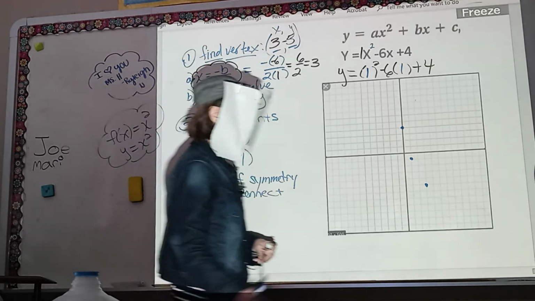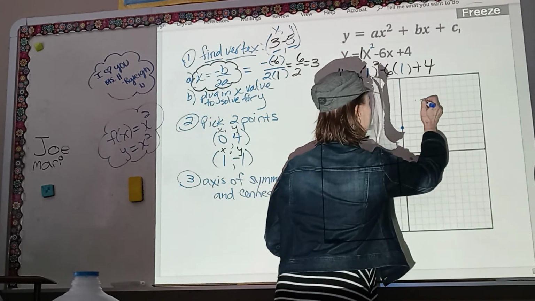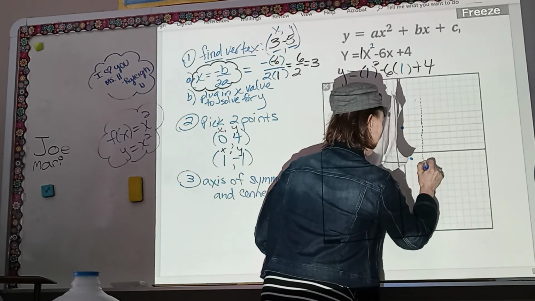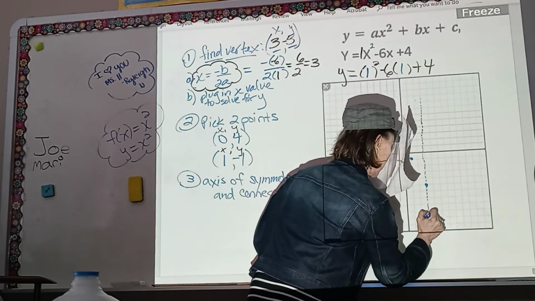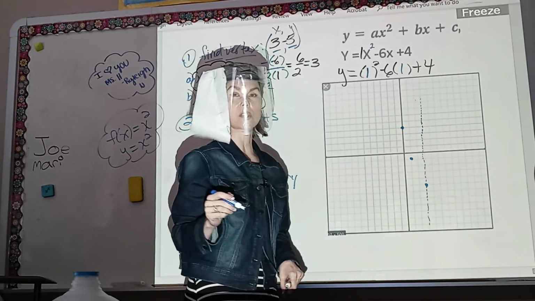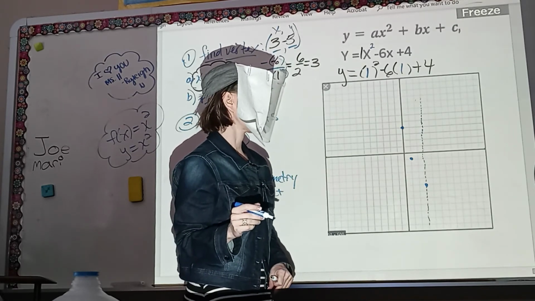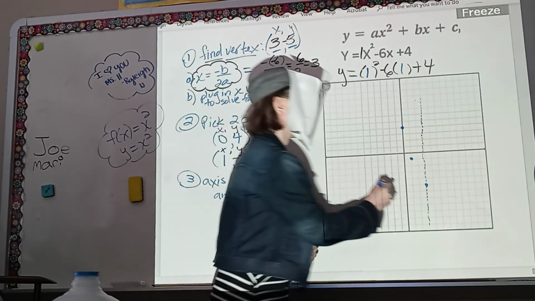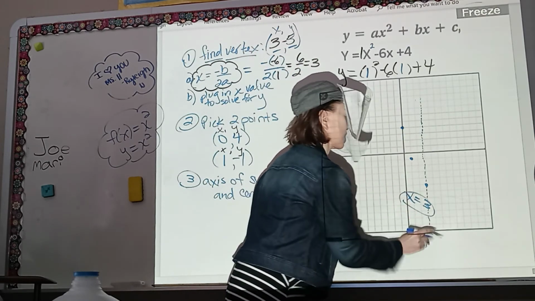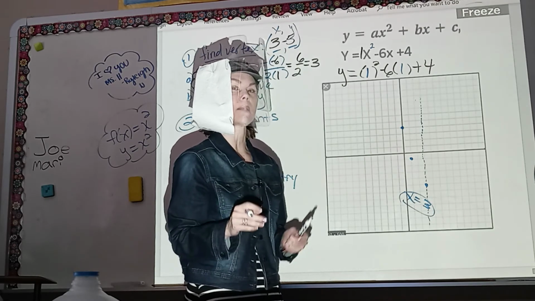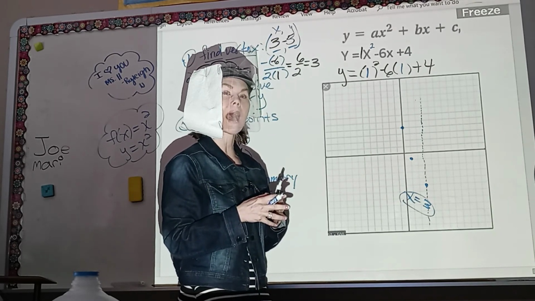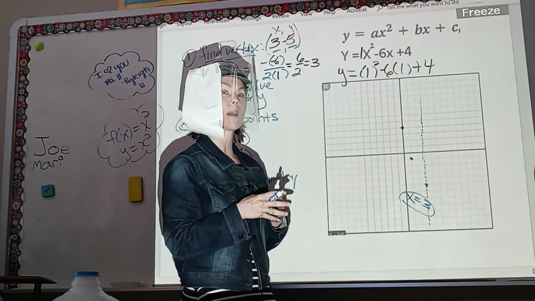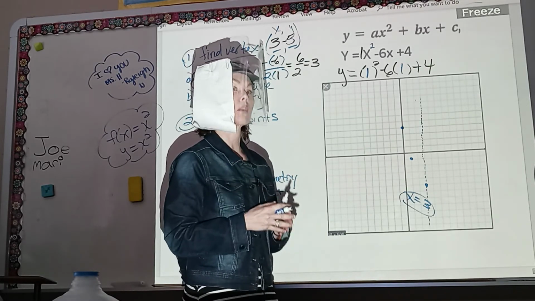So everyone at this point, I want you to just draw a dotted line through the vertex, which is also your axis of symmetry. So who can tell me what is the equation of this axis of symmetry? 3. Right, x equals 3. That's the equation of that axis of symmetry. Now let me show you how you're going to use the axis of symmetry to plot the other 2 points that we need to complete the graphing, okay?